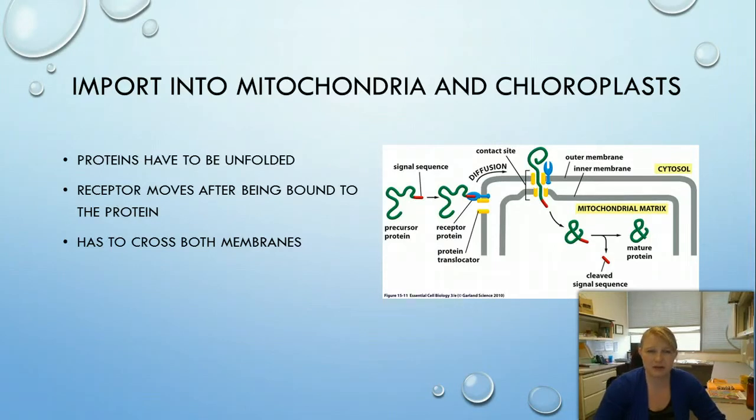So the first step is the protein has to be unfolded. They're never imported in their native conformation. They have to be unfolded, and that signal sequence, that little red section you can see on the slide here, is going to bind to a receptor protein. Now this receptor protein is going to move all over the membrane until it finds the contact site. Once it finds the contact site, this protein will be threaded through this pore-like structure and enter the organelle. Once it's on the inside of the organelle, that signal sequence will be cleaved and the protein will be folded up properly, and then it can begin its function to do whatever it was meant to do.